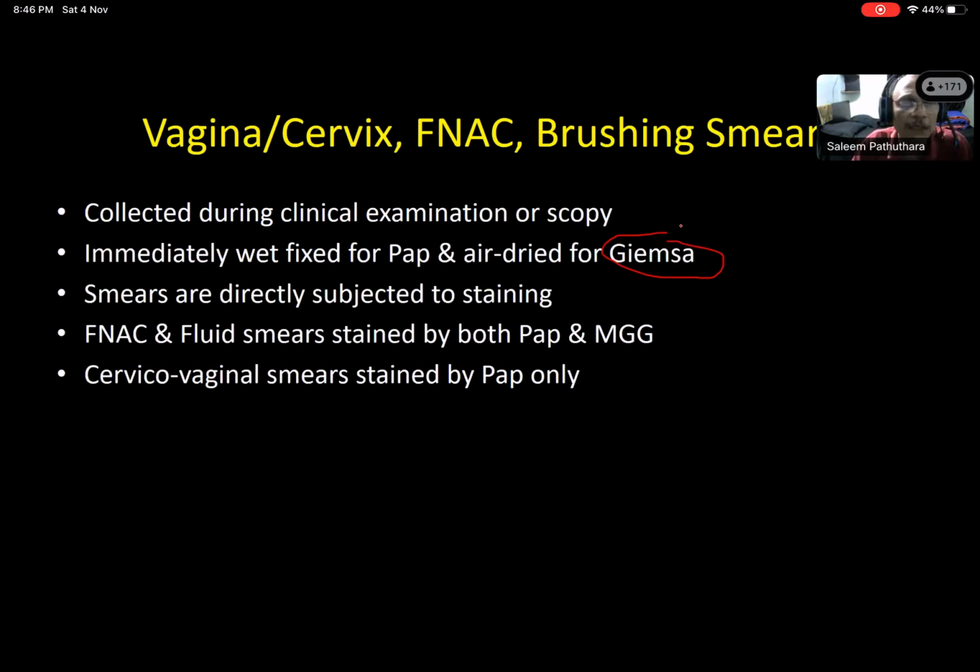Then smears are directly subjected to staining, because the smears come in the fixative bottle. Directly we can put them to the PAP staining machine, and the FNAC and fluid smears are stained by both PAP and Giemsa. Remember, all the intervention smears, like FNAC and fluid, we will do both the PAP and the MGG. Cervicovaginal smears will be done only by PAP staining.